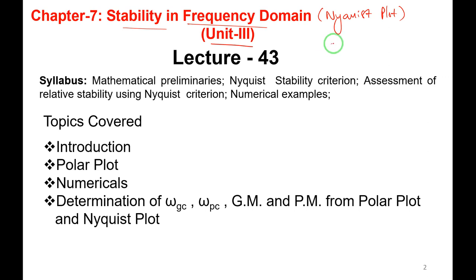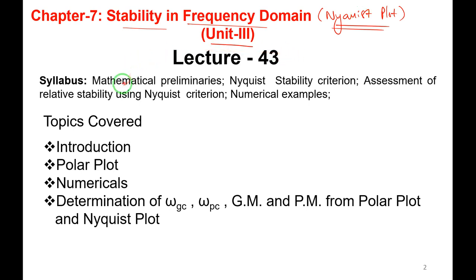Then in the frequency domain, in the previous chapter, we have seen how to judge the stability of the system using the Bode plot. Here in this chapter, how to judge the stability of the system using the Nyquist plot. What is the Nyquist plot and how to judge the stability of the given system in the frequency domain using it, that we will be studying.